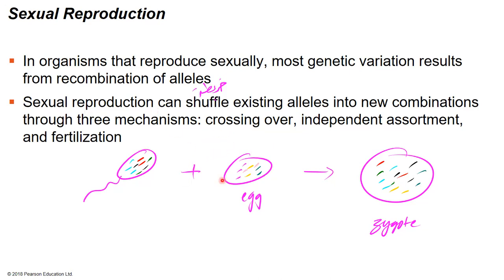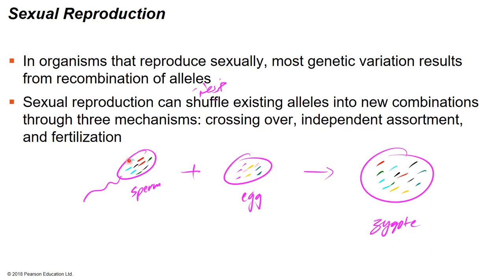So in sexual reproduction, تكاثر الجنسي, alleles can be shuffled into new combinations. So existing alleles. So we're not talking about generation of new alleles. Here we have these alleles that are found within the population, and combining these alleles from the sperm and from the egg could result in a new combination of alleles and increases the genetic variation.